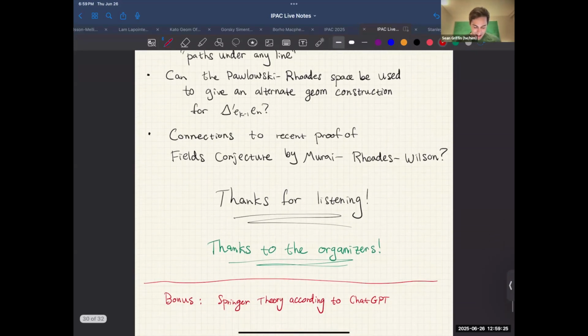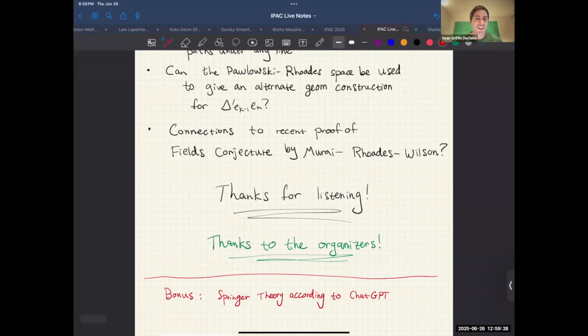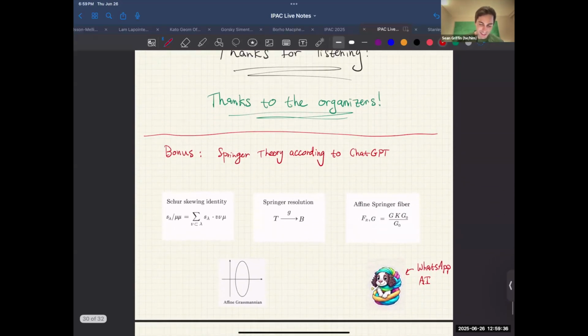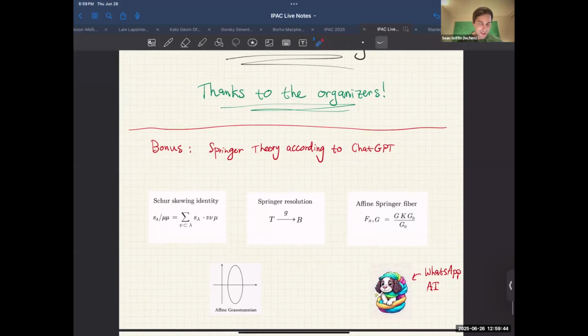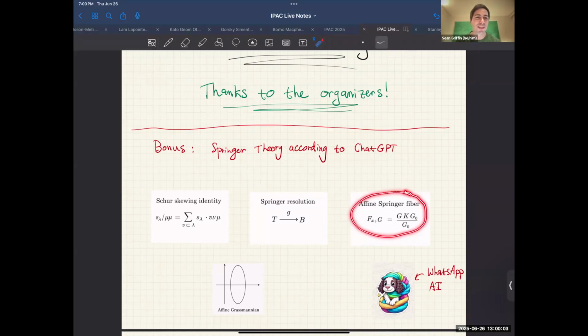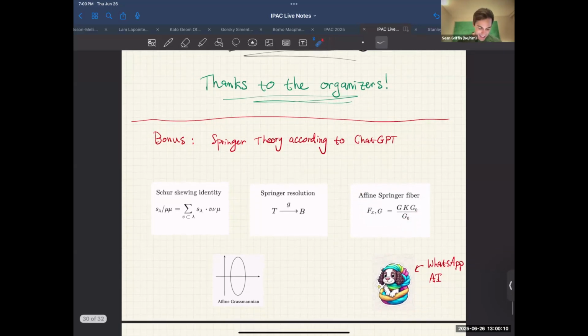And as a bonus, I asked ChatGPT what it thinks about Springer theory, and I asked it to generate some images. So this is what ChatGPT thinks a Schur skewing identity looks like, which is not so far off. This is what it thinks a Springer resolution is, torus mapping to Borel, which has some of the correct components. I'm not sure where it got this from. I think it was just picking something out from a paper and maybe chose the wrong equation. And then this is what it thinks an affine Grassmannian looks like. So if anyone has an explanation for why that should be an affine Grassmannian, please let me know.